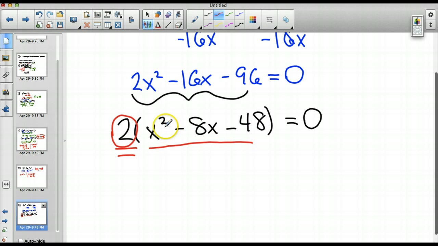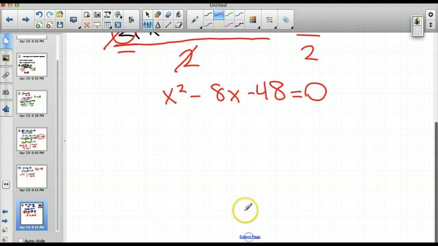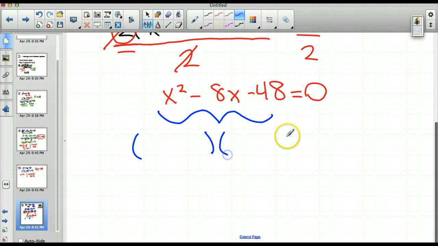You can also think about, just to keep this a true equation, dividing both sides by 2. So if we were to divide by 2 here and here, these 2's would cancel each other out. 0 divided by 2 is still 0. So either way, you end up getting x squared minus 8x minus 48 is equal to 0. That's what we're concerned with, and so that's what we'll factor. x squared minus 8x minus 48. Why don't you try factoring that on your own? Click pause if you need to.